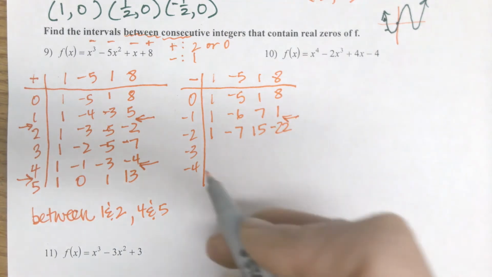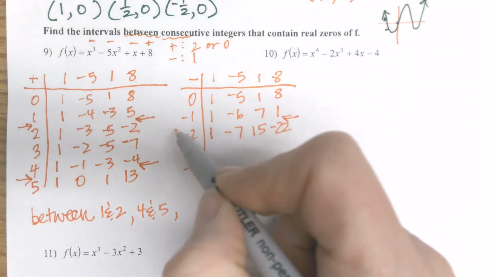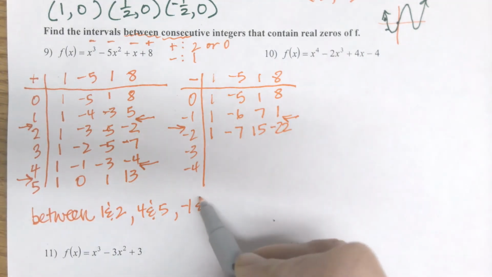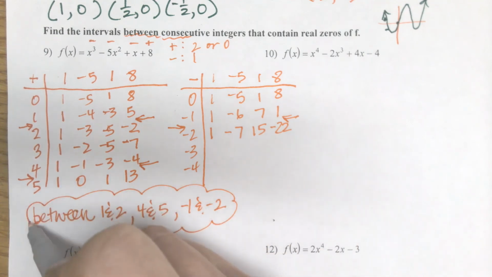And there we go, I found it. So I'm going to add my other one. This fell between -1 and -2. And so that would be how I'd list my answer.